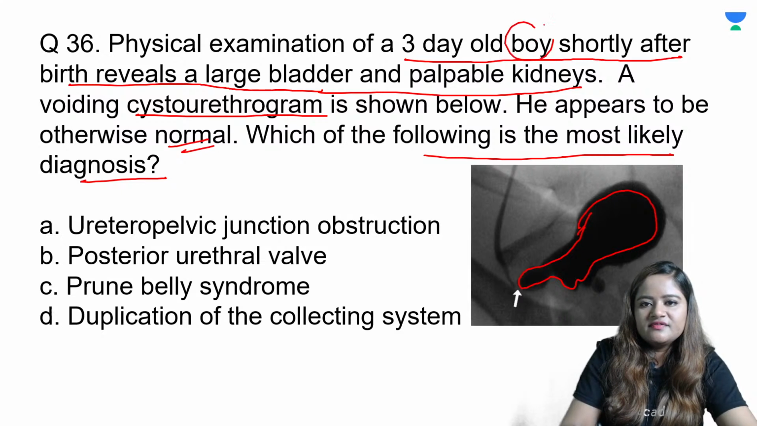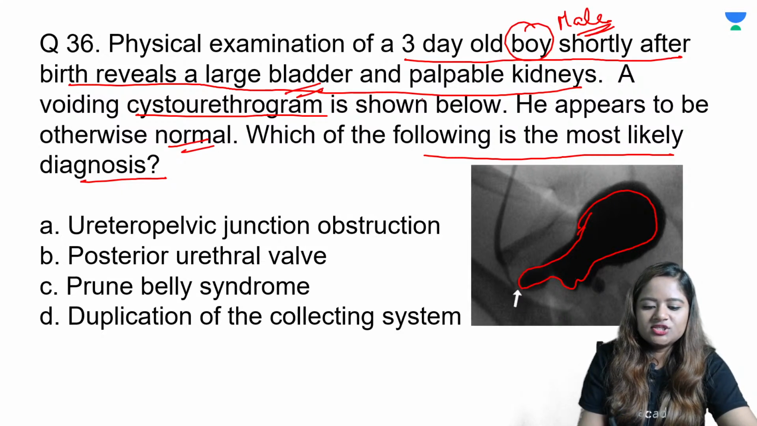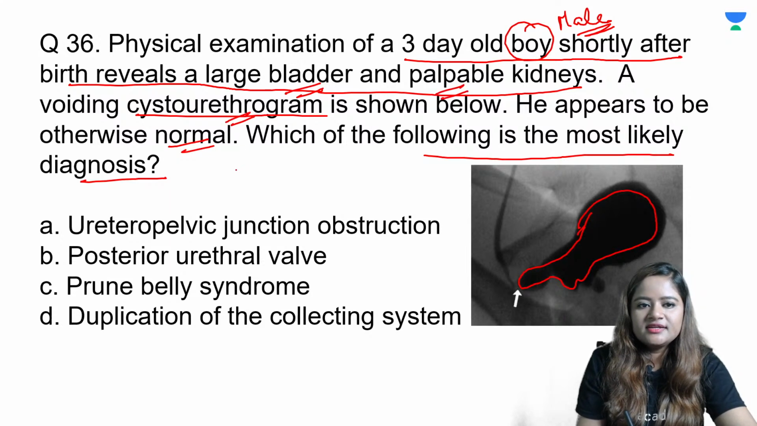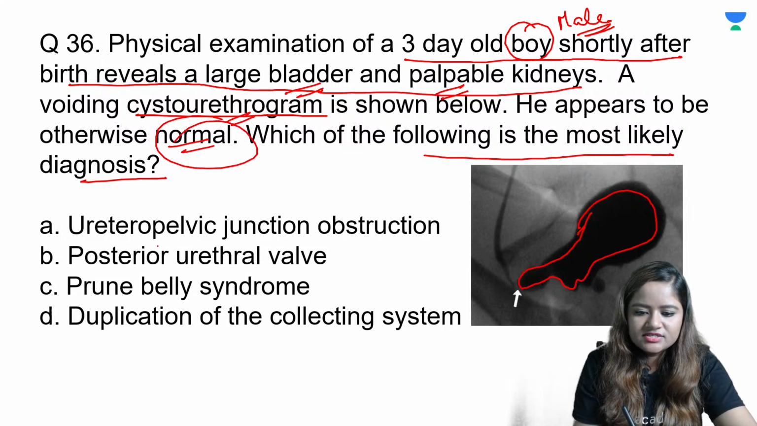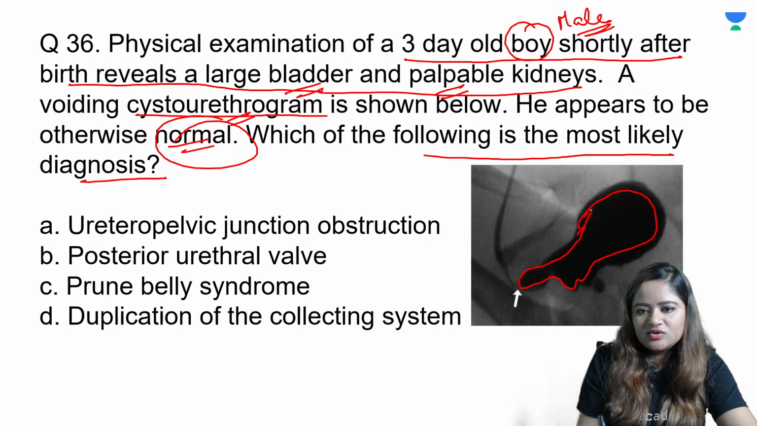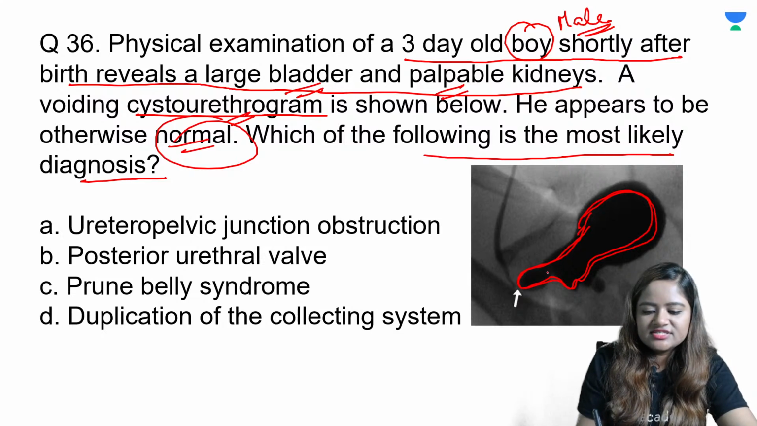Okay, the first option they have given is boy, that means male disorder. At birth only there's a large bladder and a palpable kidney. Voiding cystourethrogram is done. Otherwise the child is normal and not toxic. So what could be the diagnosis? So this looks like a keyhole, right? Doesn't it resemble a key? So this is the classical thing which is seen in patients of posterior urethral valve.